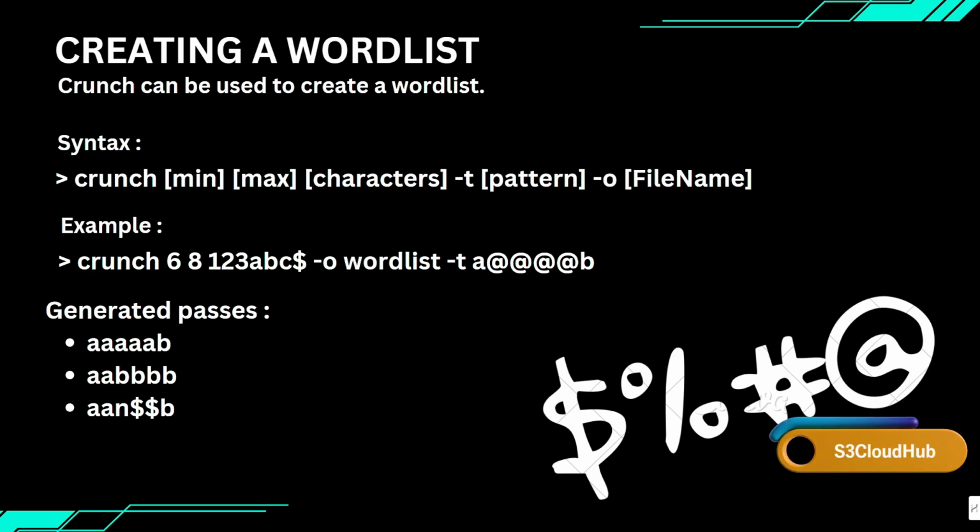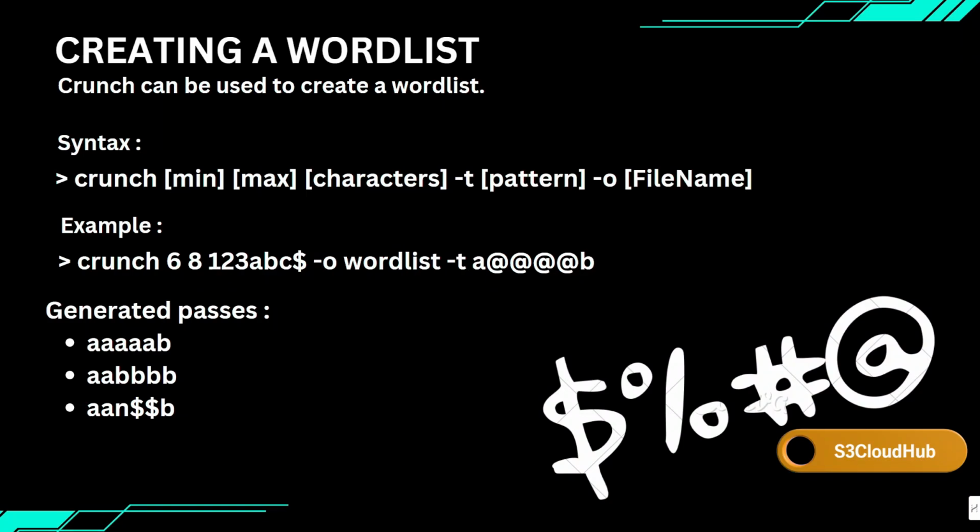We have a small example here that will generate a list of passwords that start from 6 characters to 10 characters and contain these characters right here. So it's going to create combinations of 1, 2, 3, ABC and dollar sign. It's going to store it in a file called wordlist. These passwords will always start with A and end with B.